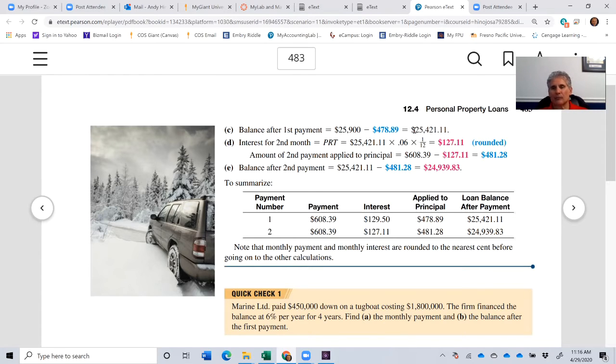First payment is done. We're off and running. We go to the next payment. We then, again, recompute I equals PRT, but not based upon the original balance. Now we're going to do it based upon the reduced balance of $25,421, what we just figured out.